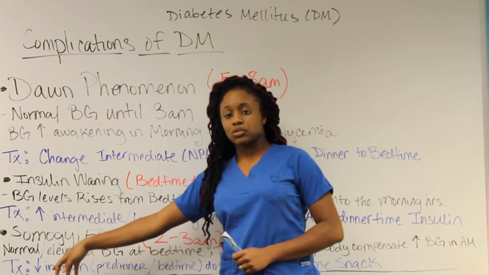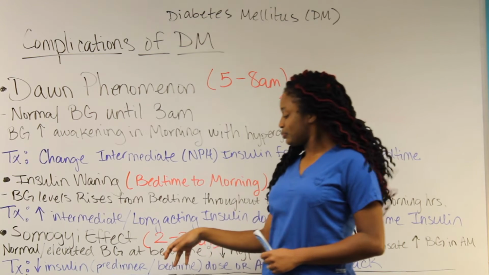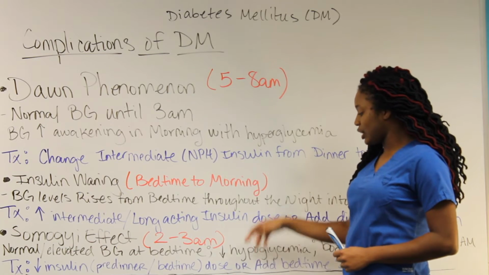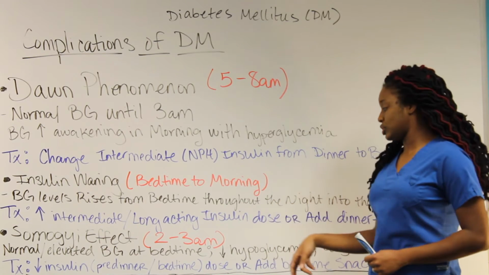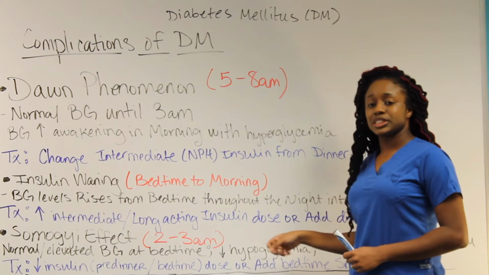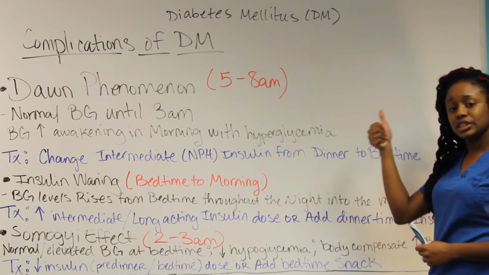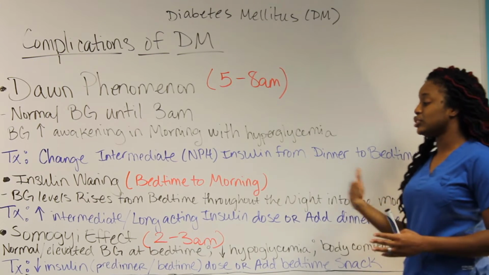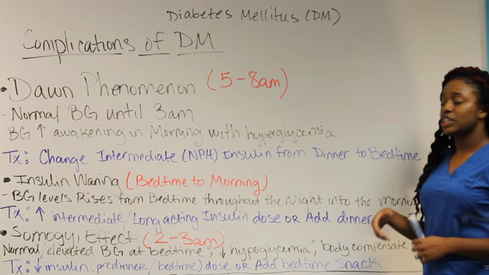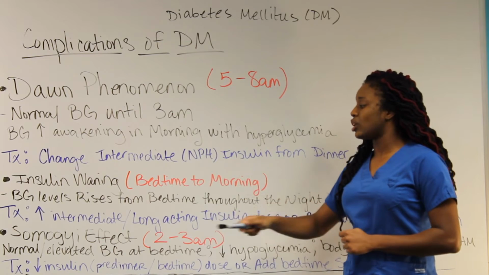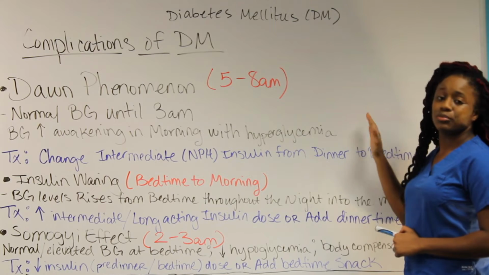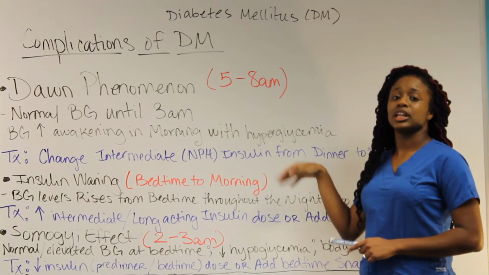You may have normal or an elevated blood glucose at bedtime. But then all of a sudden, around 2 or 3 o'clock in the morning, there's a drop in your blood glucose, so you become hypoglycemic. And the body senses that, so its way of compensating is to increase the blood glucose level, but in doing that, it rebounds so much that when you wake up in the morning, you have hyperglycemia. So as you can see, the Dawn phenomenon, insulin waning, and Somogyi effect all have the same result: when you wake up in the morning, you are going to have hyperglycemia.